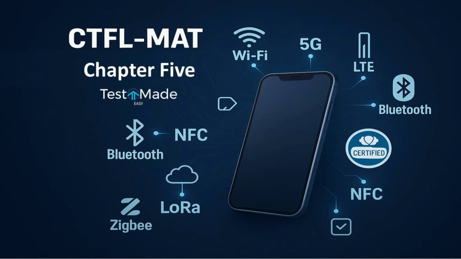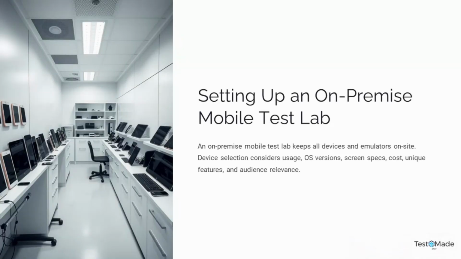Mobile Application Testing. Chapter 5. Setting up an on-premise mobile test lab. An on-premise mobile test lab keeps all devices and emulators on-site. Device selection considers usage, OS versions, screen specs, cost, unique features, and audience relevance.